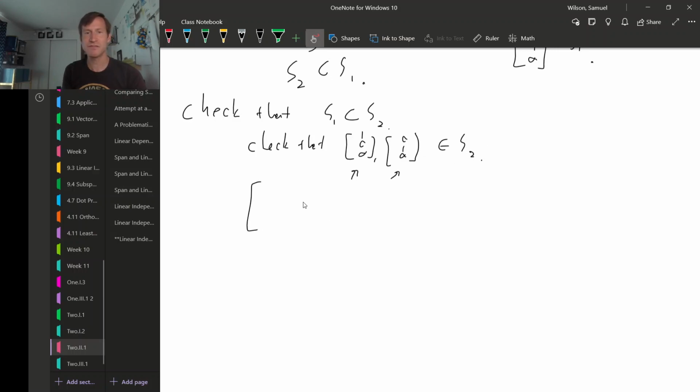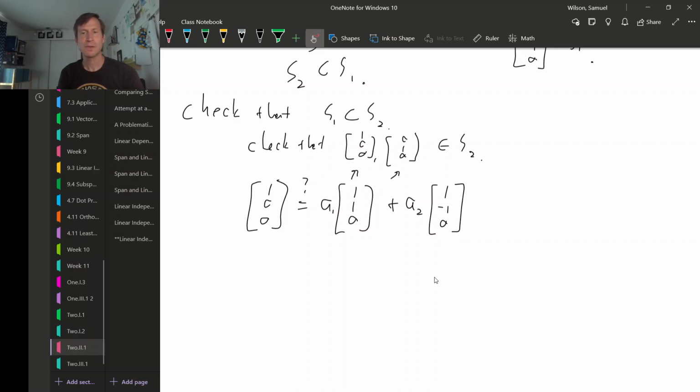So what we need to do is solve this equation. We want to know, can we write 1, 0, 0 as a linear combination? So some scalar a times 1, 1, 0 plus some other scalar b times 1, minus 1, 0.